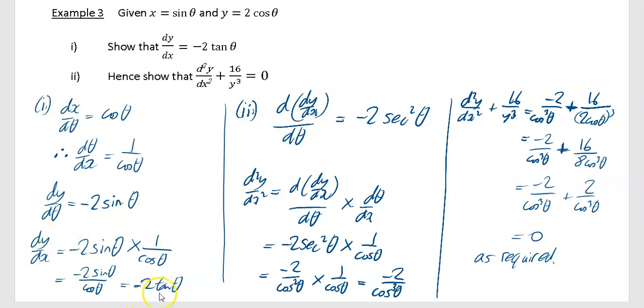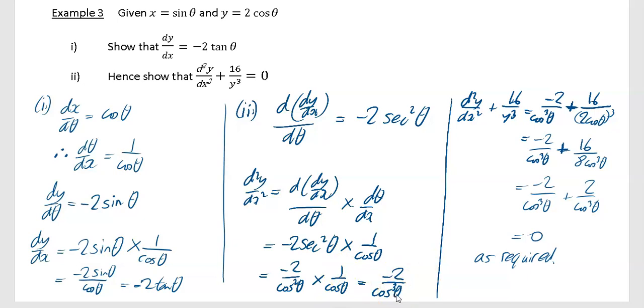Here's your dy by dx, it's minus 2 tan theta. From your differentiation of trig notes, you should know if you differentiate tan, you get sec squared. So differentiate minus 2 tan theta, you'll get minus 2 sec squared theta. Sub that into this equation, so that's minus 2 sec squared, and your d theta by dx was 1 over cos theta. So sec squared is 1 over cos squared, so that's minus 2 over cos squared times 1 over cos theta, which is minus 2 over cos cubed.